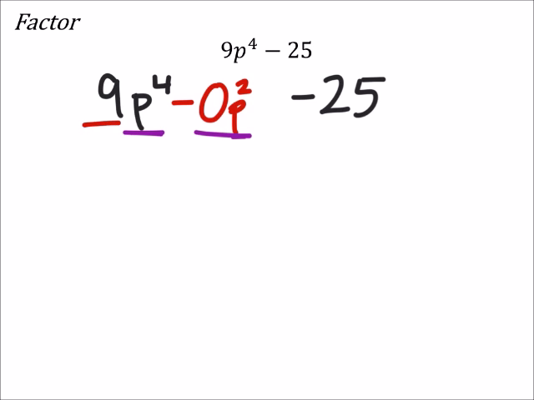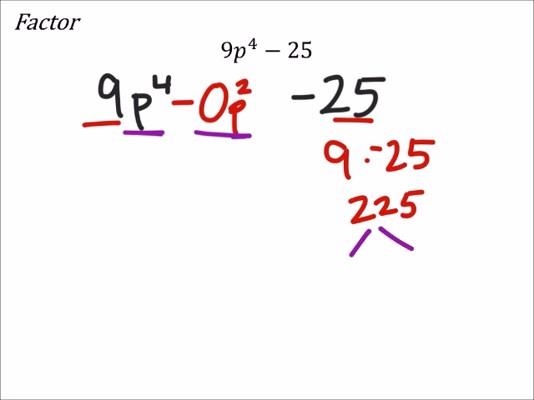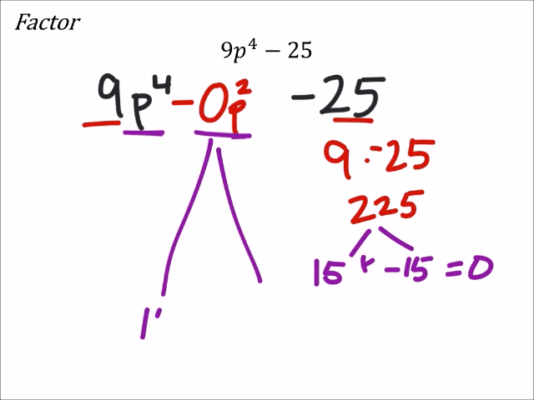So we're in one of those situations where we've got to take the coefficient of p to the power 4 multiplied by, I guess this would be the c value right here. So 9 times 25, really negative 25. And what do we get on that? 225. And we need two factors of 225 that when we add the two factors, we're going to get 0, right? So I'm thinking 15 and negative 15. Because when we add these two together, we should get 0. So I'm going to split my 0p squared into 15p squared and negative 15p squared.